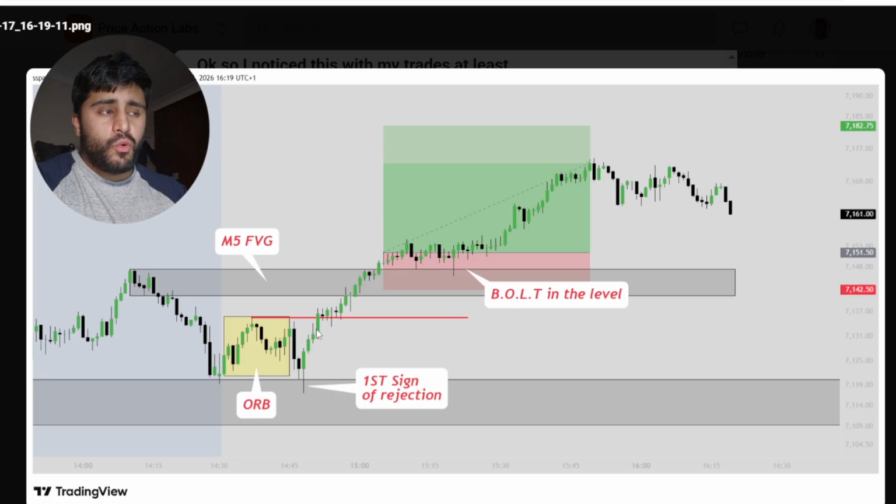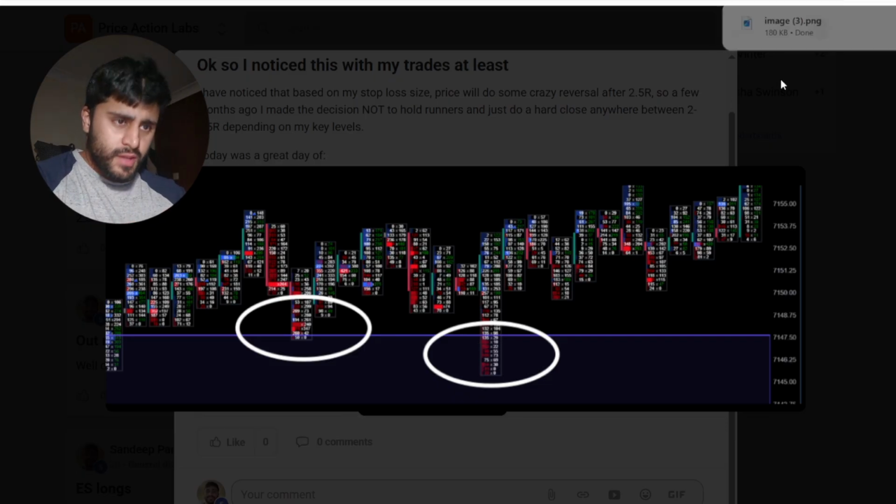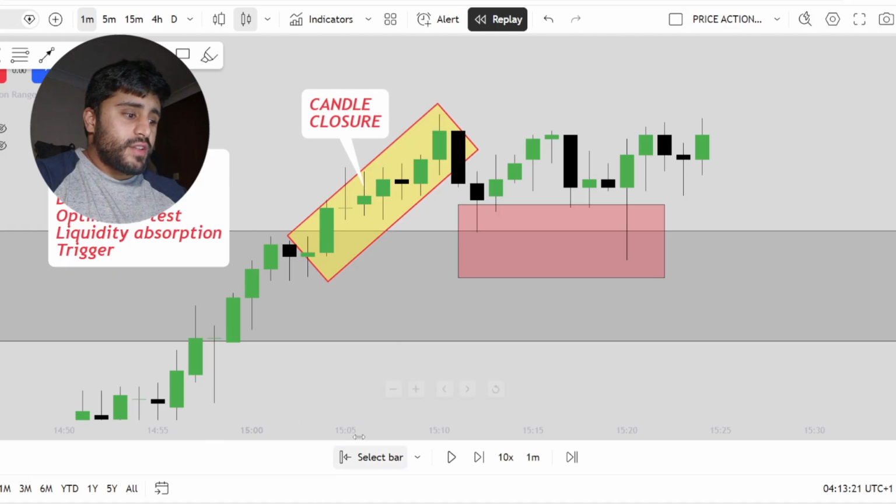Here was a 15-minute ORB. So we broke above the ORB, we tapped into a key level, and this is where the B.O.L.T breakout execution blueprint came into play. So break, optimal retest, liquidity absorption, and then I pulled the trigger. So from an entry perspective, it looked something like this. So again, I speak about this in a lot of detail because this is the bread and butter of what we do at Price Action, what I do at Price Action Labs, right?